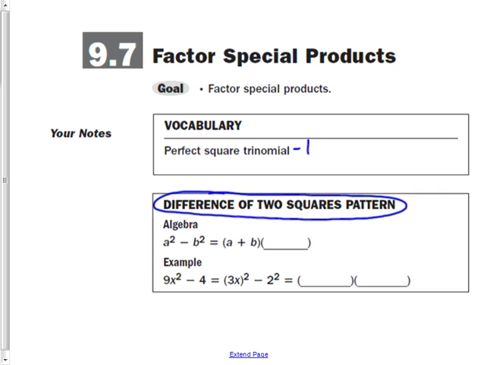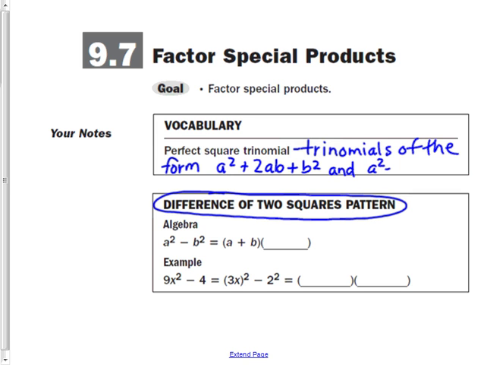These are trinomials of the form a squared plus 2ab plus b squared, and a squared minus 2ab plus b squared. Those should look familiar. We worked with them in lesson 9.3.